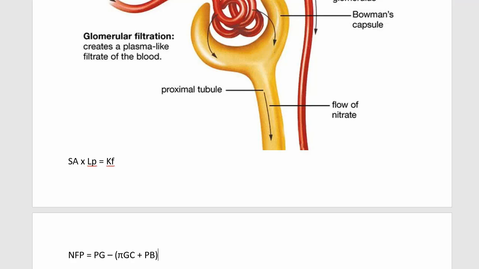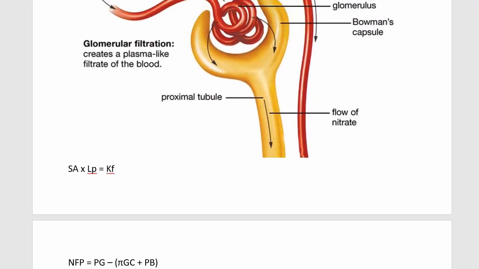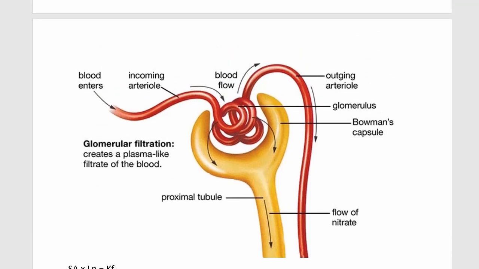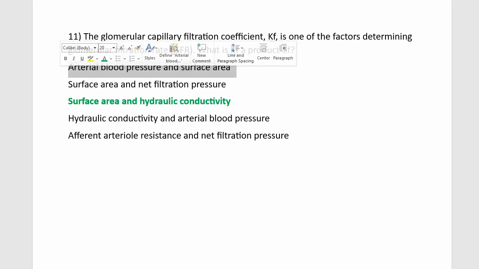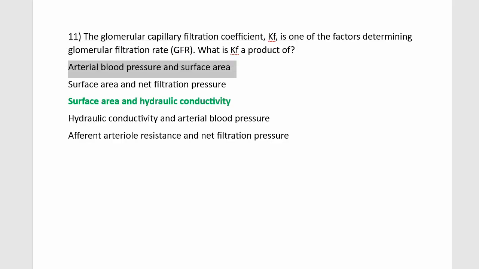So net filtration pressure is equal to capillary hydrostatic pressure minus the sum of the osmotic pressure in the Bowman's capsule and the hydrostatic pressure in the Bowman's capsule. So try to get those two, those are two separate things. So if we go up here, we can see the other options: arterial blood pressure, net filtration pressure, arterial blood pressure, net filtration pressure. So you have to try and remember those are two separate things. And with this one, it's basically just the odd one out, the one that doesn't involve that.